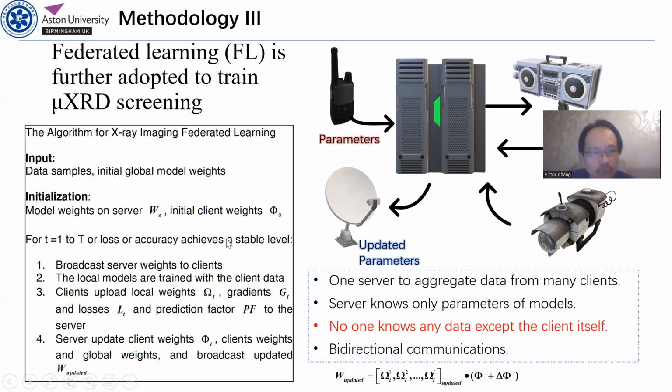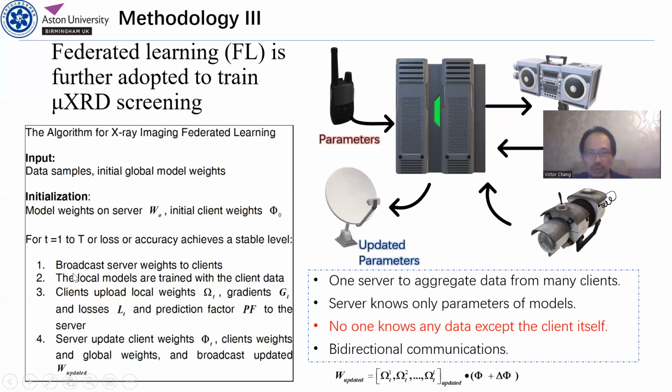So in our case, the input is data samples, the initial global model weights, and the initialization is the model weights on the server, W0, and the initial client weights. And then for t equals 1 to T, until the loss and accuracy achieve a stable level, we first of all broadcast the server weights to the clients.